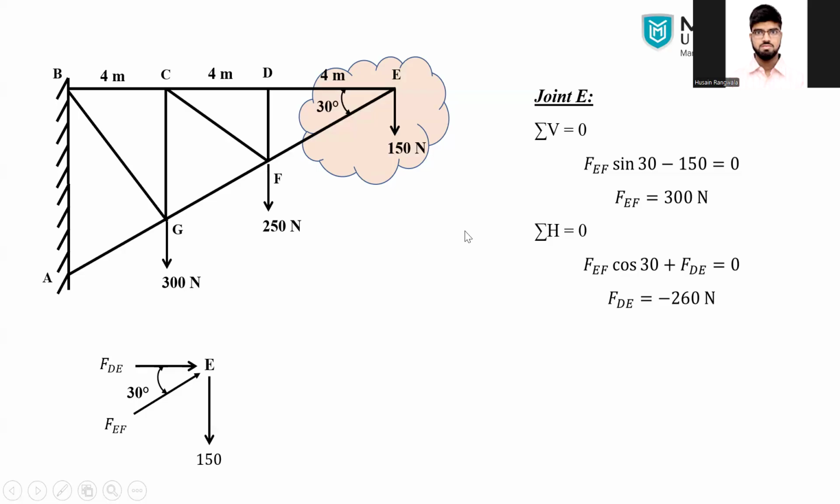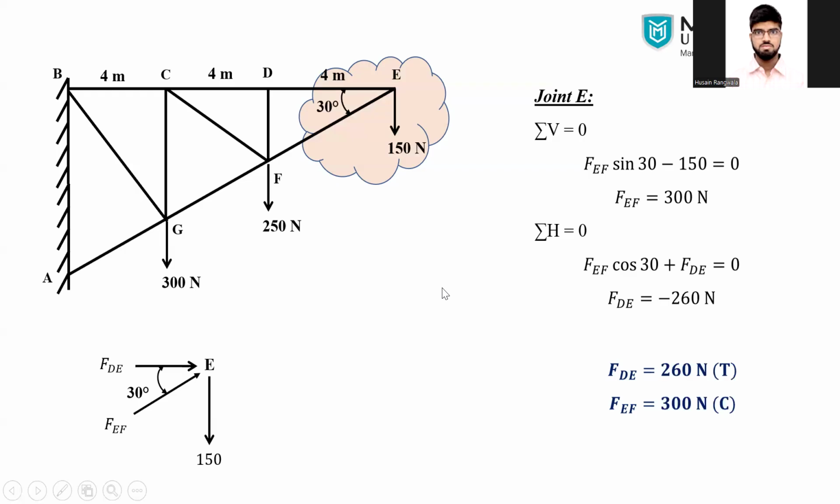So let me summarize this joint. What is our final force in the FDE? That is 260 Newton tension, as we have assumed compression, but as the sign is minus, we have to change our assumption, and the actual force is 260 Newton tension. And similarly, the second one is FEF, 300 Newton compression. So these are the joint E member forces. Now we are going to move to the next joint, that is joint D.